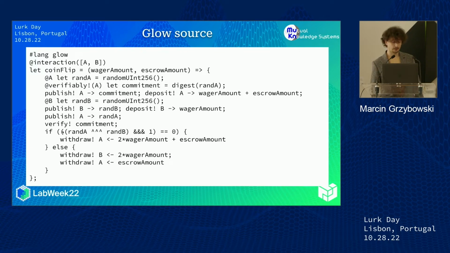And then we are XORing the first bit of those numbers. Depending on the result, either A can withdraw all of the funds from the contract, or B is withdrawing his winnings, and A is getting back his escrow amount.